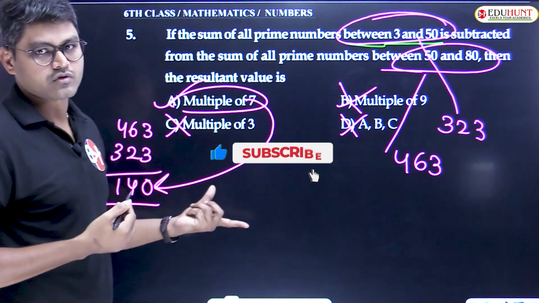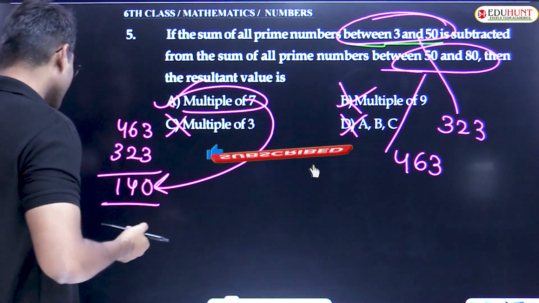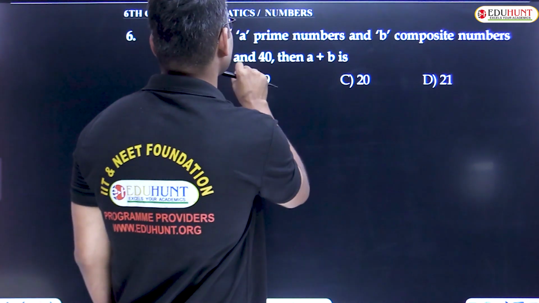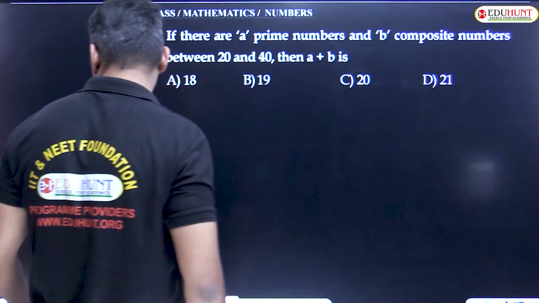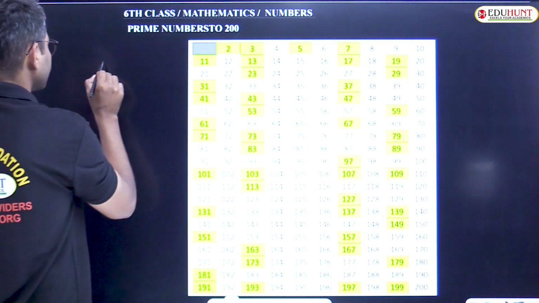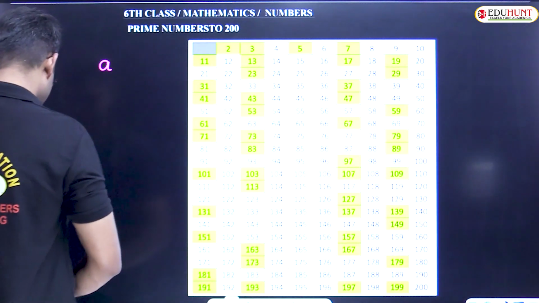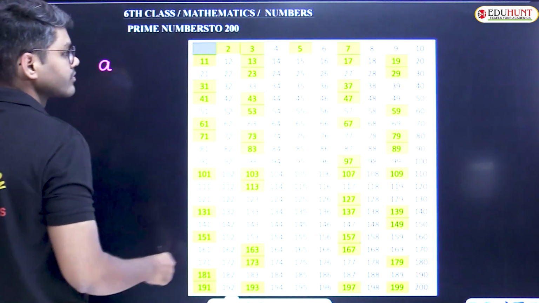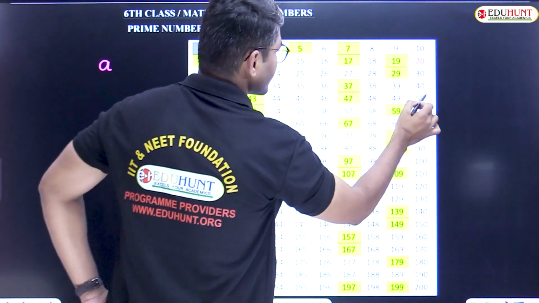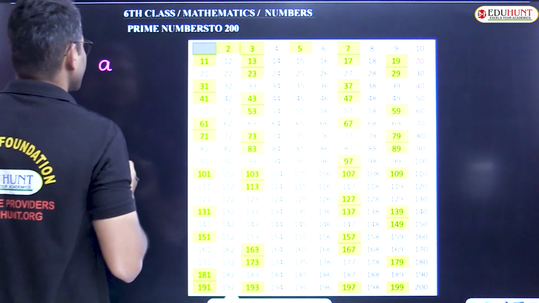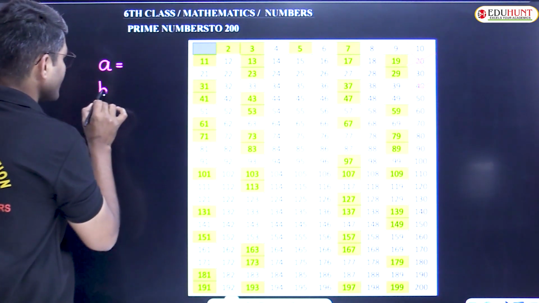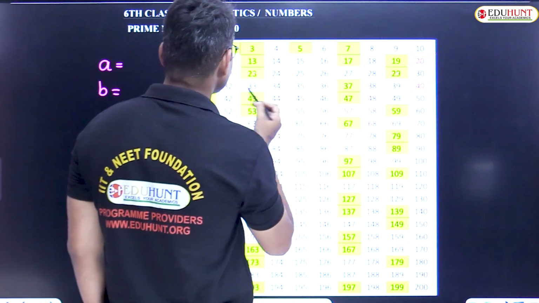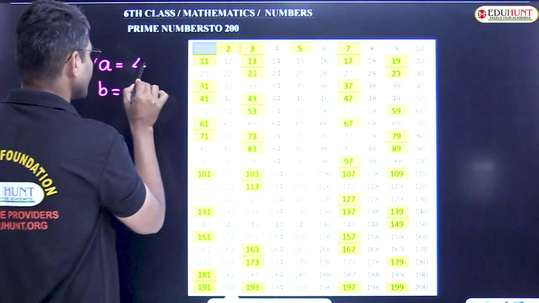In this manner only we have to solve this type of question. Okay. Let's move on to the next one. If there are A prime numbers and B composite numbers between 20 and 40, then A plus B equals what? A prime numbers between 20 and 40. How many prime numbers are there? 1, 2, 3, 4. A equals 4.